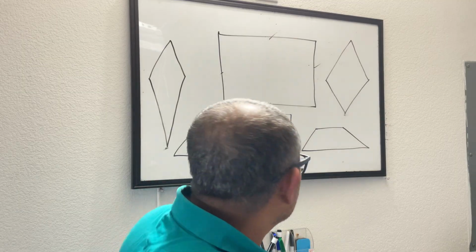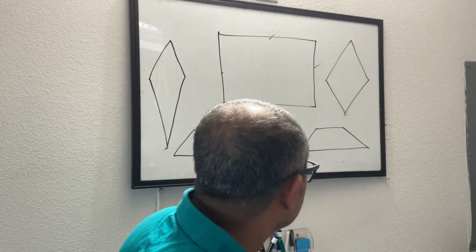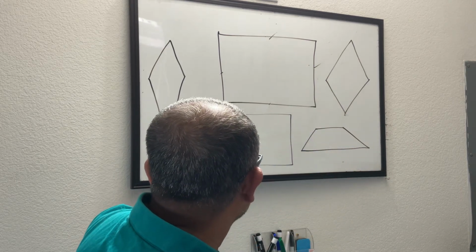So we started with the fact that a quadrilateral is a closed shape which has 4 sides. Now this has 4 sides, this also has 4 sides, this also has 4 sides, this also has 4 sides. All are quadrilaterals.